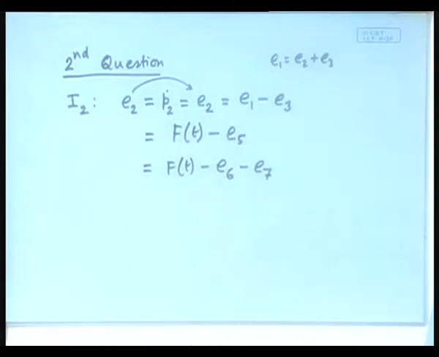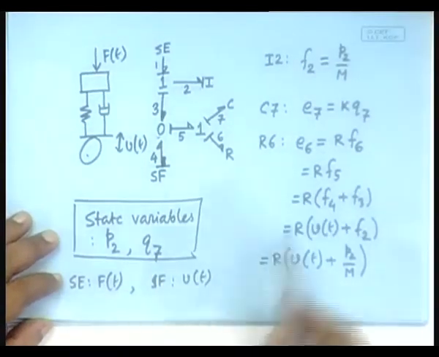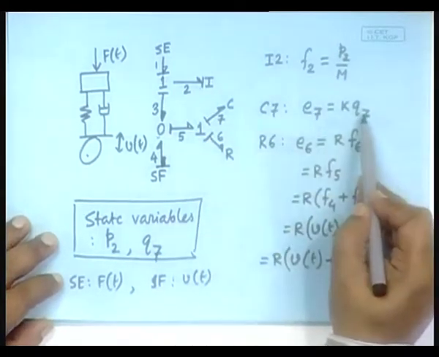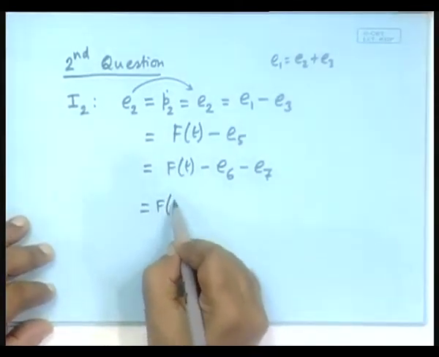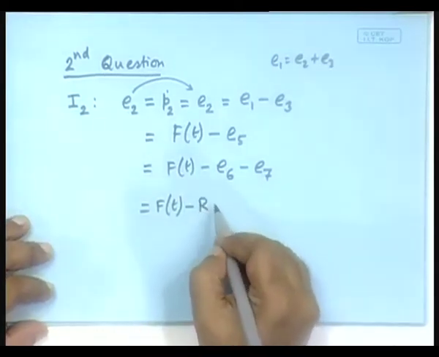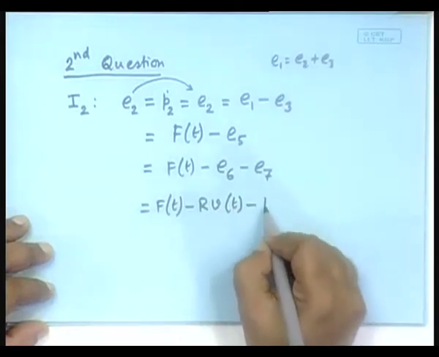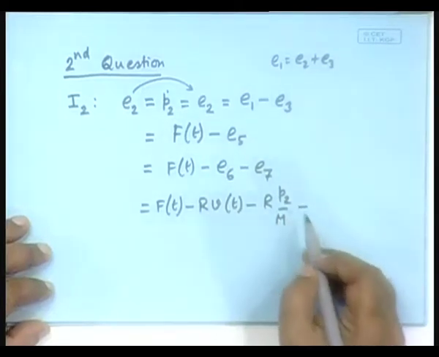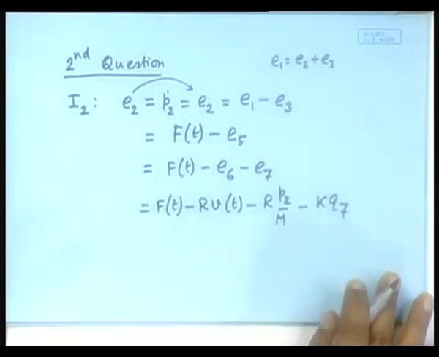Okay. Now, E6 is known, E7 is known, substitute. So, it is Ft minus, E6 was R, Vt minus R P2 by M, minus E7 is K Q7. Done. Equation ready.